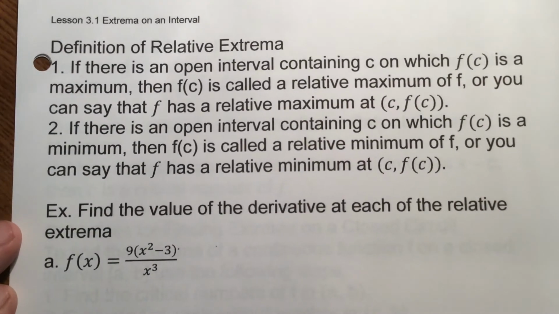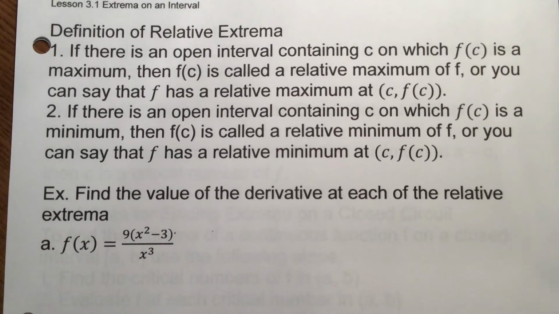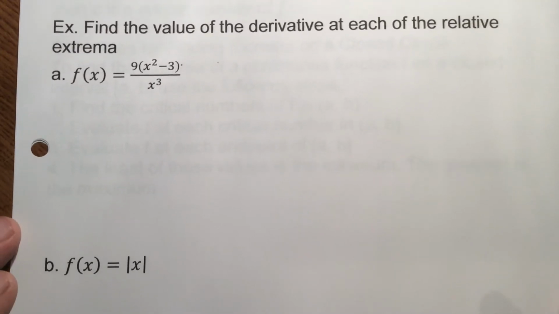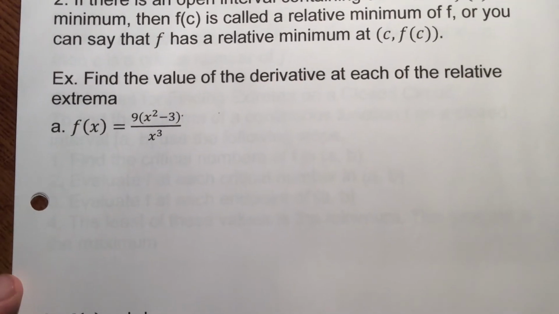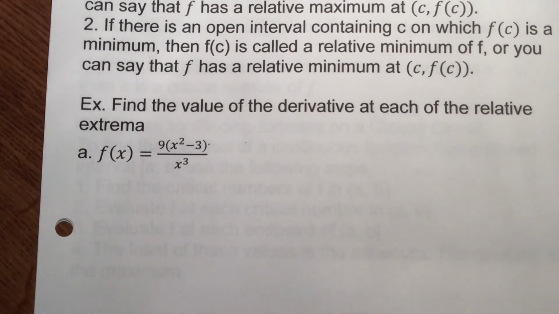As far as relative extrema go, it's just going to be on a smaller interval where there's going to be a max or a min, and we're going to get into it in a little bit. So find the value of the derivative at each of the relative extrema. We're going to get into a little checklist momentarily, but for right now, we're just going to go through the steps of it, and then we'll get fully into it here.